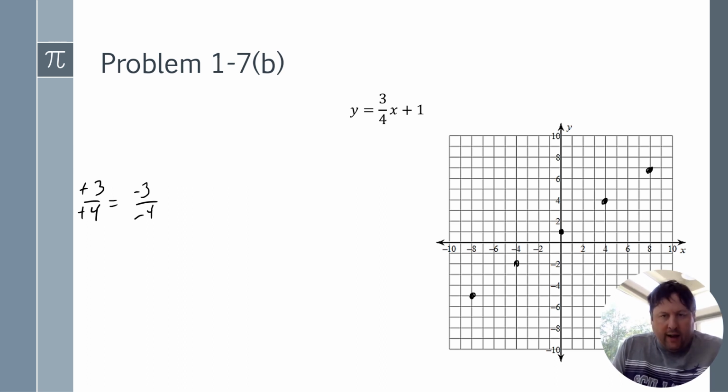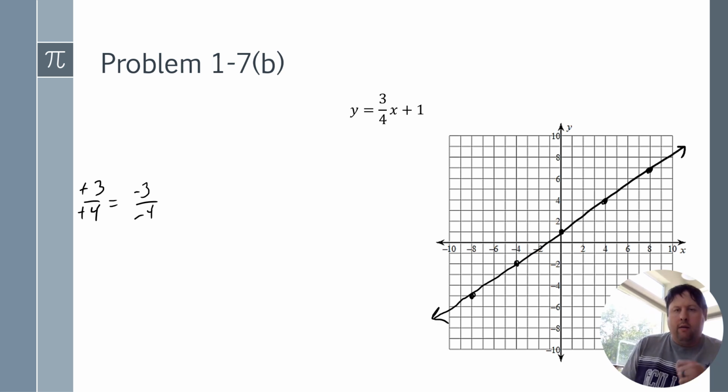Now when you graph the lines, you start outside the coordinate plane. It should start and end outside the coordinate plane. Your arrow should always end up outside the coordinate plane. So there's the graph of that function.